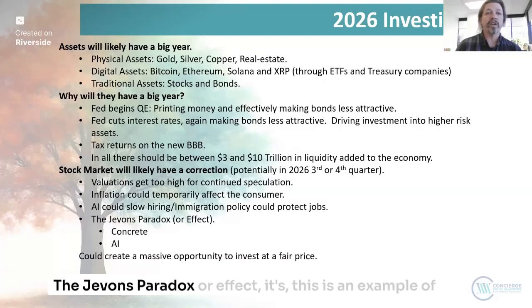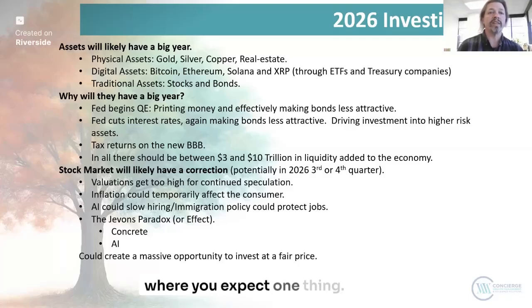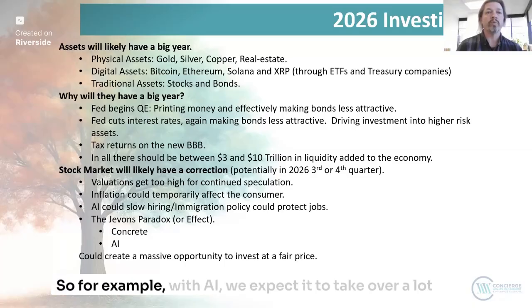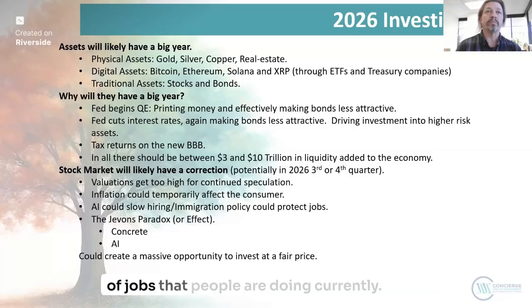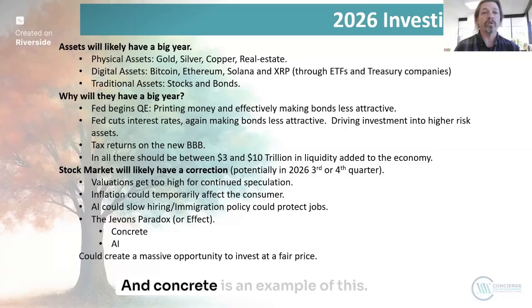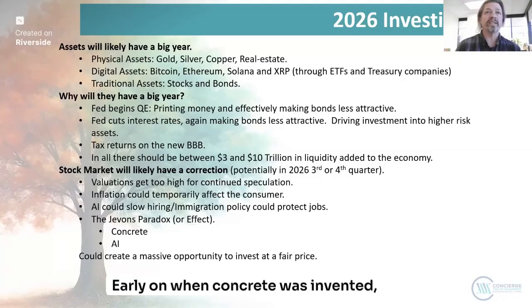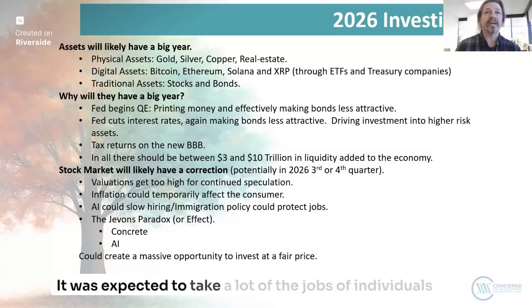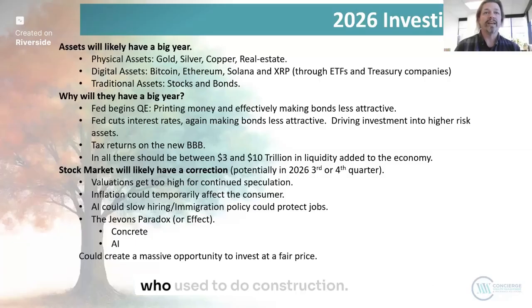The Jevons paradox or effect, this is an example of where you expect one thing. So for example, with AI, we expect it to take over a lot of jobs that people are doing currently. And concrete is an example of this. Early on, when concrete was invented, it was expected to take a lot of the jobs of individuals who used to do construction.